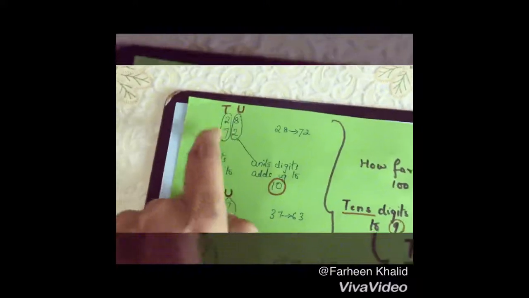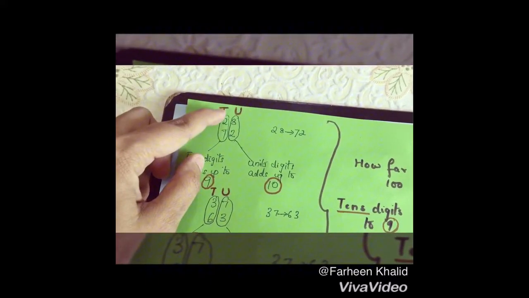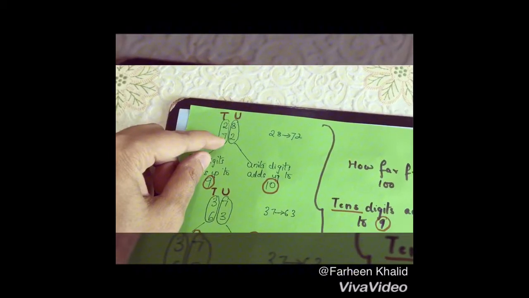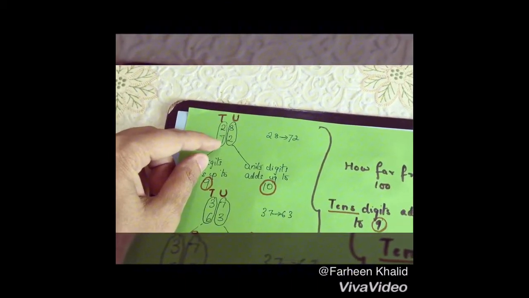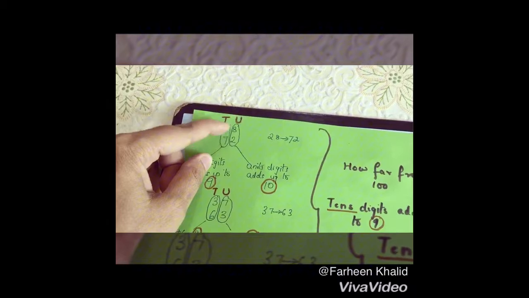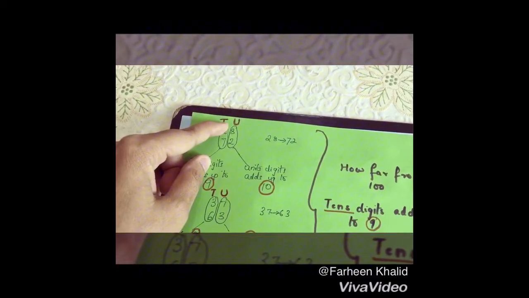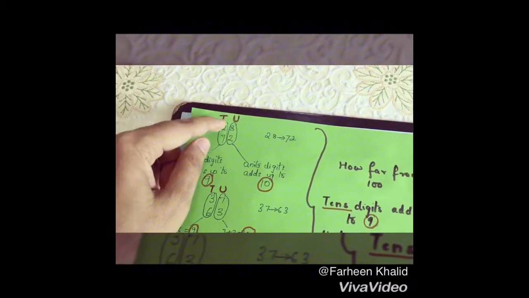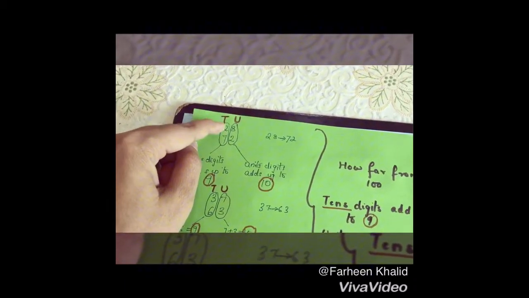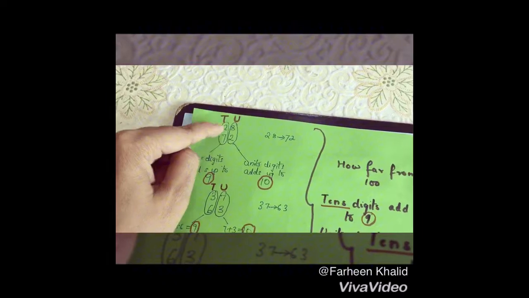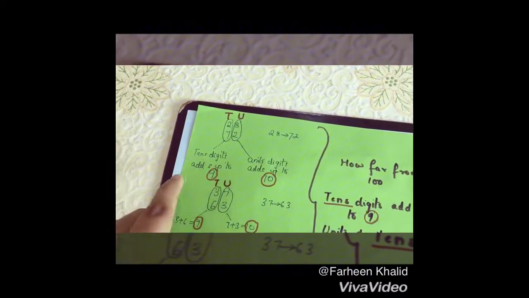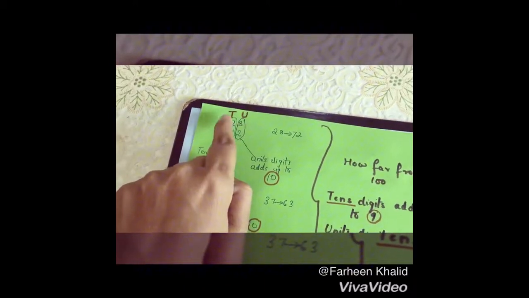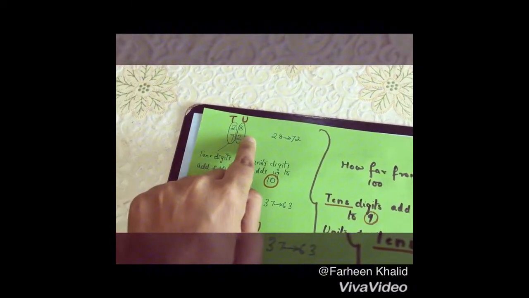So what we do here is that in the tens place, you find a number which when added to the original number, the sum should be 9. So it's like 2 here, and then you add a 7, then it becomes 9. So the tens digits add up to 9. And in this case, the same thing doesn't happen in the units place.